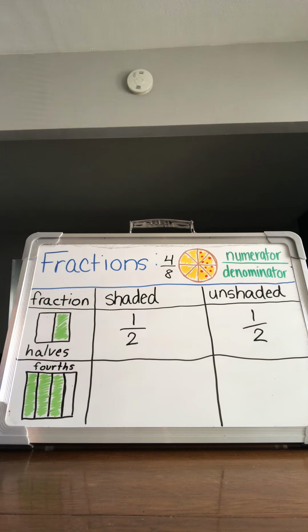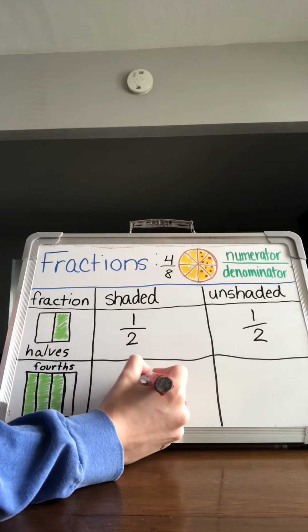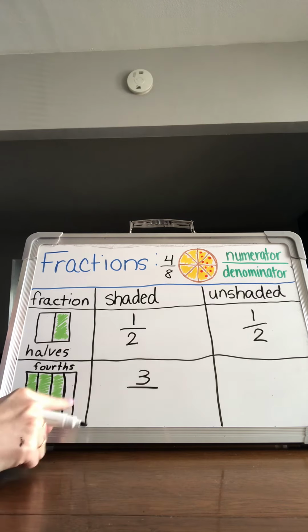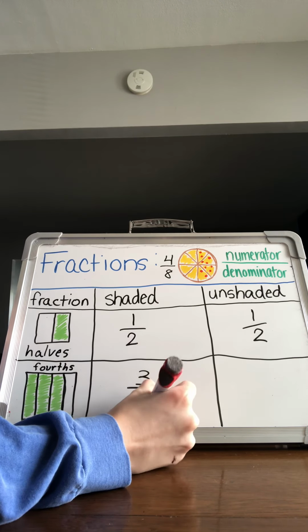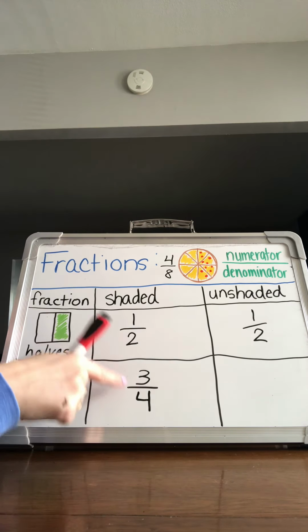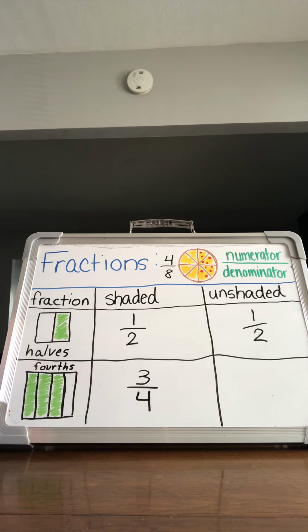All right, let's look deeper. How many pieces are shaded? How many pieces of the whole are shaded? There's 1, 2, 3 pieces shaded. And our whole, there are 4 pieces total. So 3/4 of the shape are shaded.